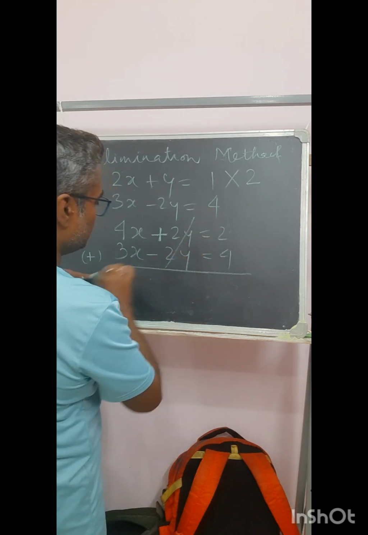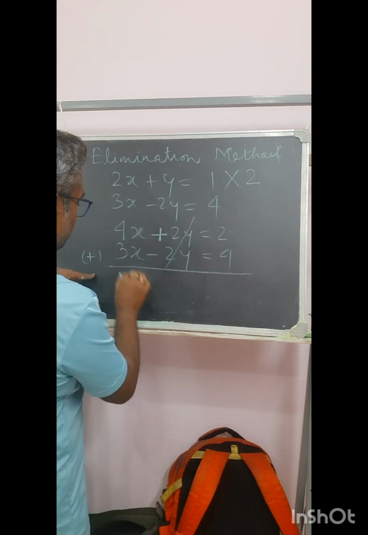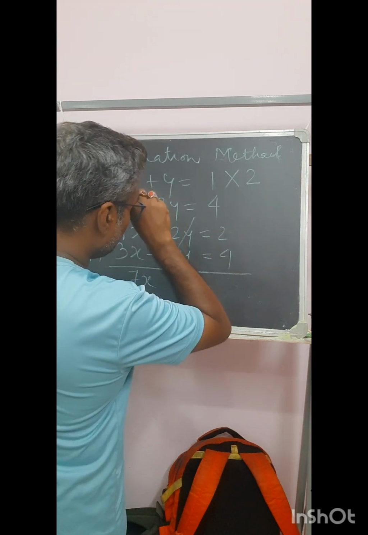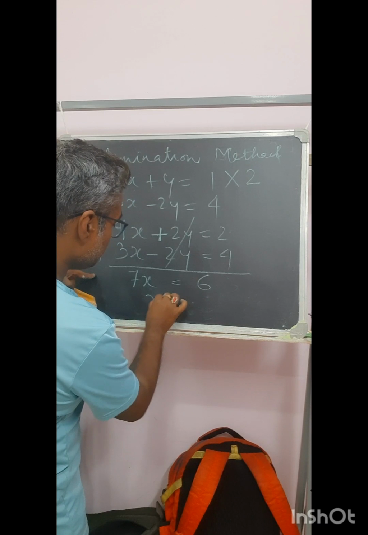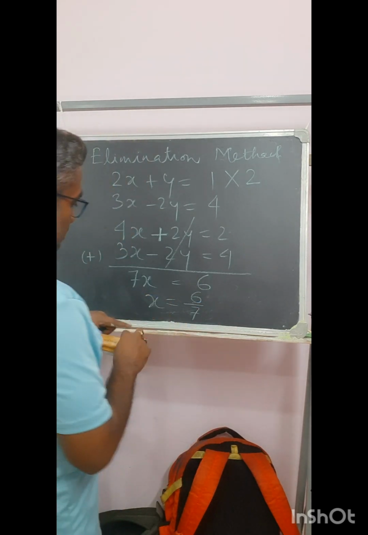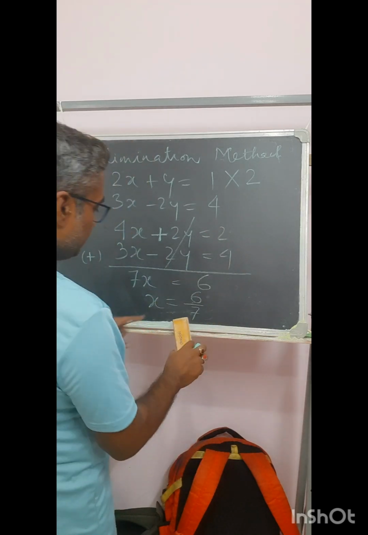So plus sign, there will be no change of sign. All the signs will be as they are. It will be 7x equals 6. So x will become 6 by 7. Now the other way, the first I will get x.